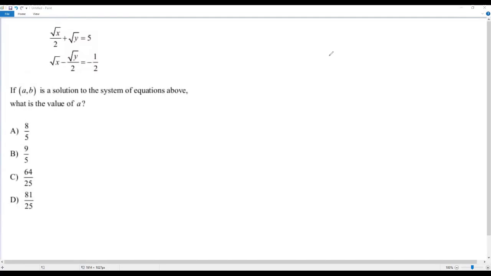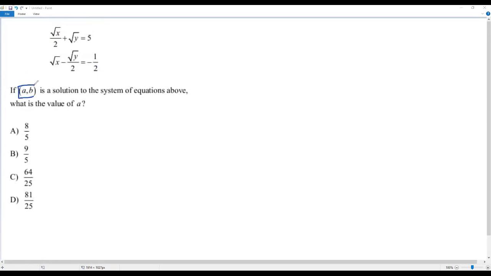Here we have a SAT math problem. Okay, let's go to the question. Square root of x over 2 positive square root of y equals 5. Square root of x negative square root of y divided by 2 equals negative 1 over 2. Here we have a system of equations. If (a, b) is a solution to the system of equations above, what is the value of a?